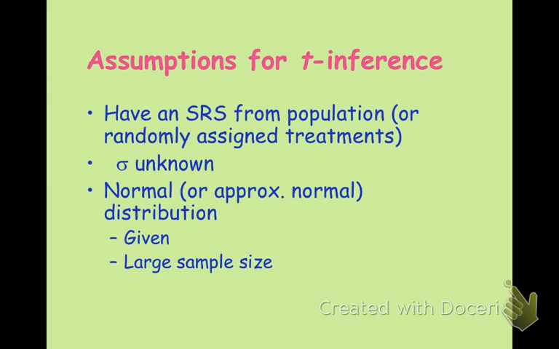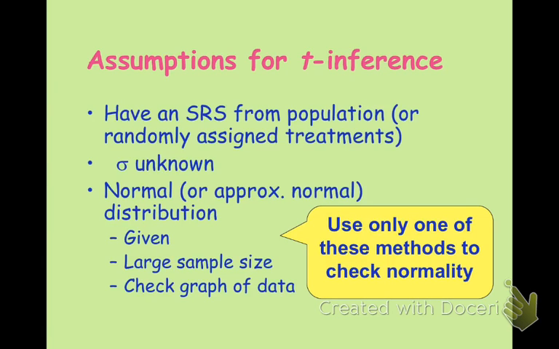And then certainly we saw last time that we have the ability to check graphs of our data and take a look at, let's say, a normal probability plot and look at how closely our data follows a normal pattern. Remember, we only have to use one of these methods to check normality, but these are the three assumptions and conditions that we have to check before beginning a hypothesis test.